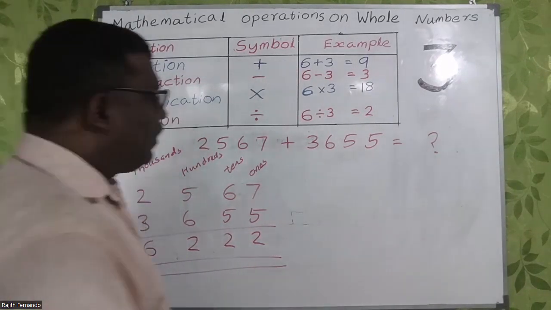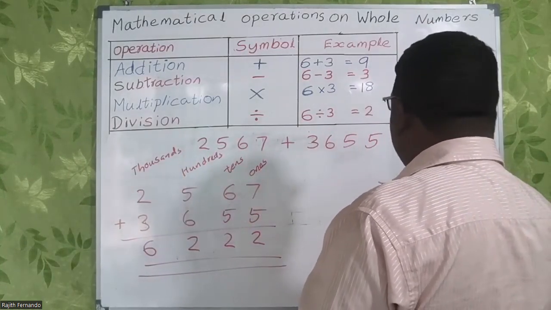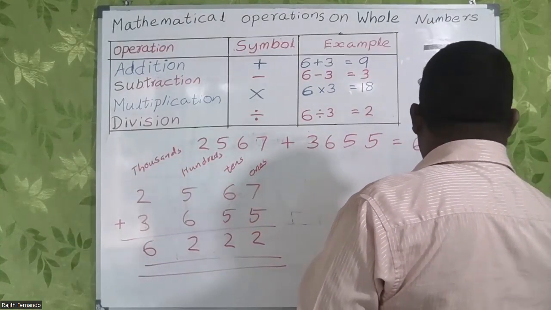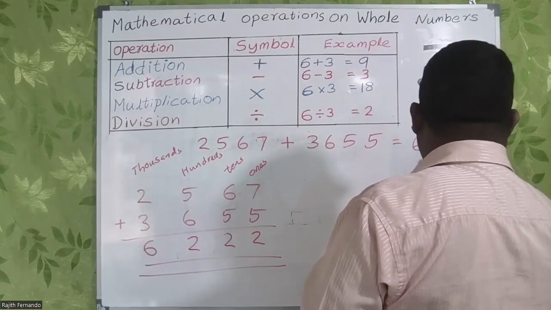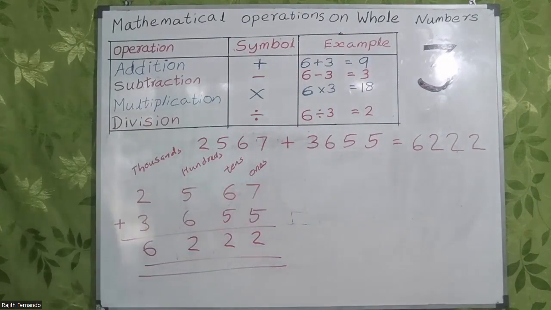Okay, this is how you can get the answer of these things. Then you can write the answer is 6,222. That is the answer you got. Understand? Okay, write it down. I will explain in Sinhala also.